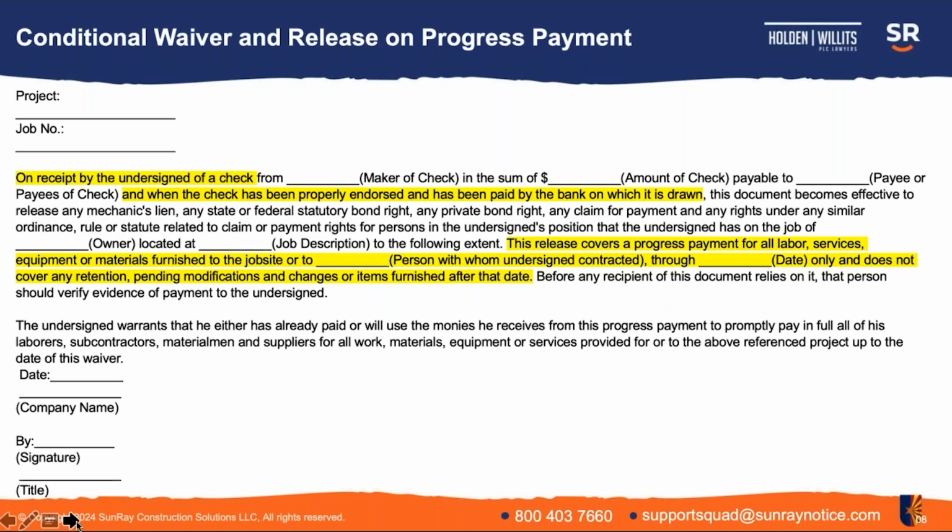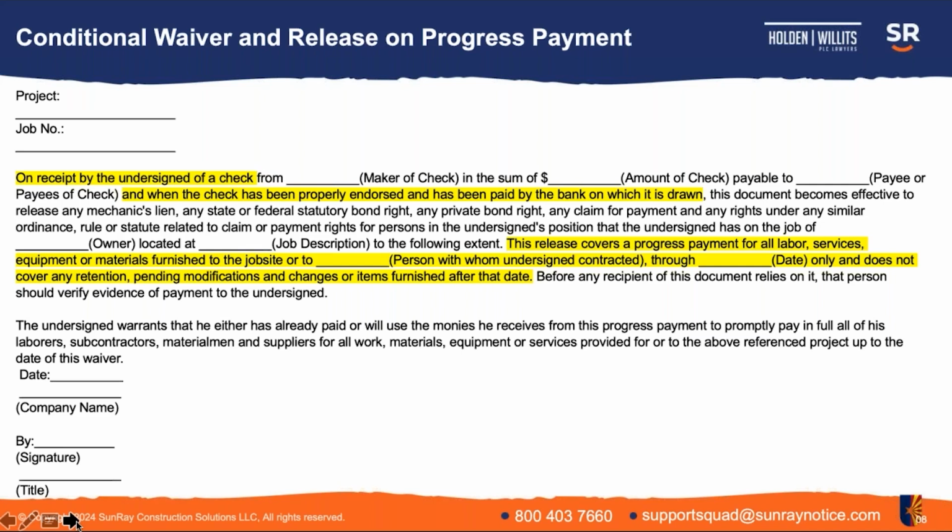Second point, past the highlighted language, you should note that pursuant to the statutory form and pursuant to the language here, the release is broader than just mechanics liens. As I read, it releases mechanics liens, bond rights, any private bond right, any claim for payment. So it is broader than just a lien release.